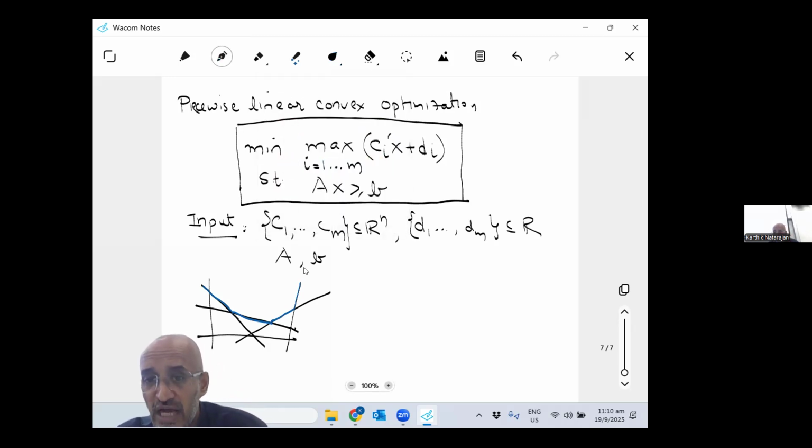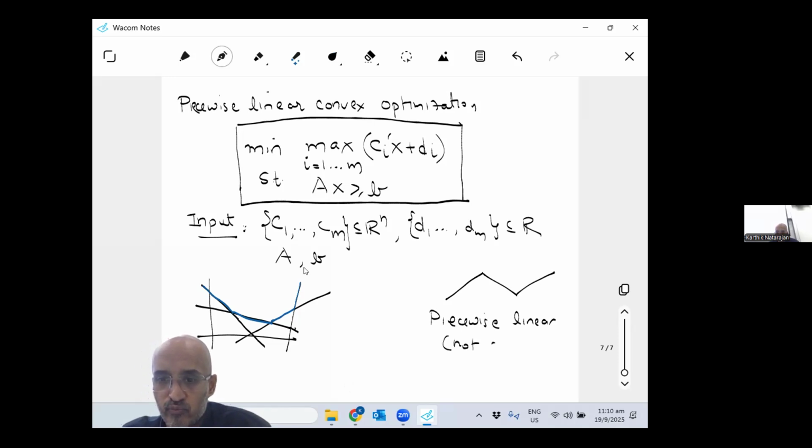Okay. If you take a function of this type, that's a piecewise linear function too. It's non-convex. Okay. These types of objective functions will have functions which look like this, not like this. Okay. So this is piecewise linear, but clearly not convex. We already know from convex optimization that this is also a convex program now, because this is also a convex function. So this is a convex program.